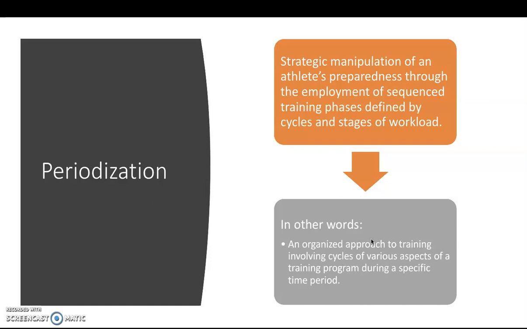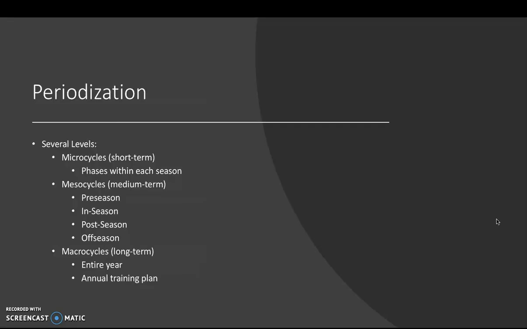Periodization is a strategic manipulation of an athlete's preparedness through the employment of sequenced training phases defined by cycles and stages of working. To put that in simpler terms, it's an organized approach to training involving cycles of various aspects of a training program during a specific time period. When we look at periodization, it's broken down into three different levels or cycles, and from there they're broken down even further. The biggest levels are microcycles, mesocycles, and macrocycles.